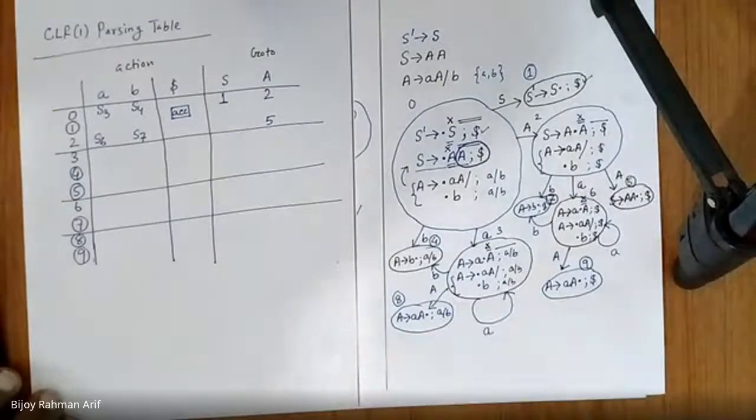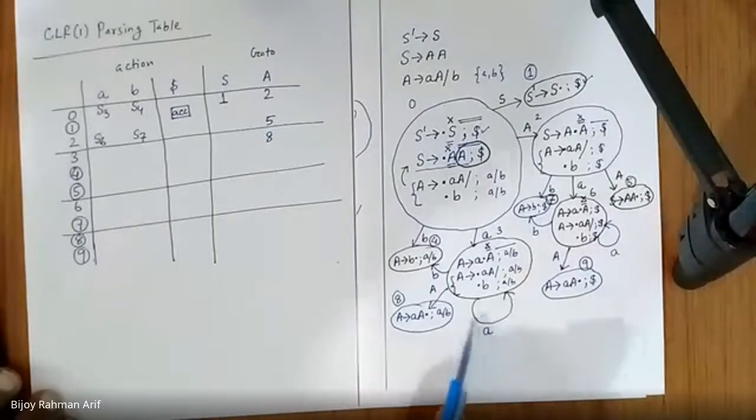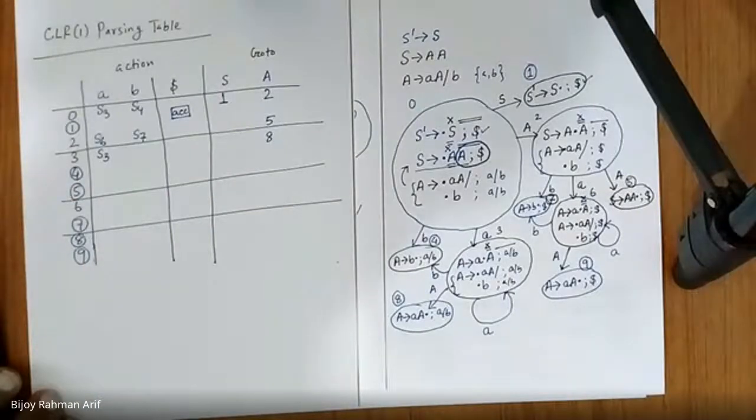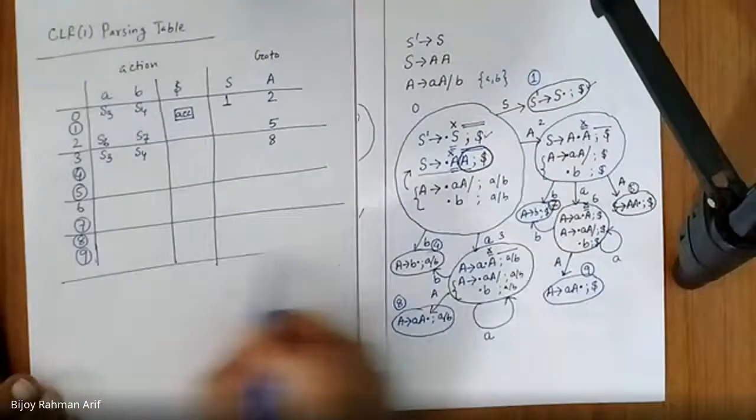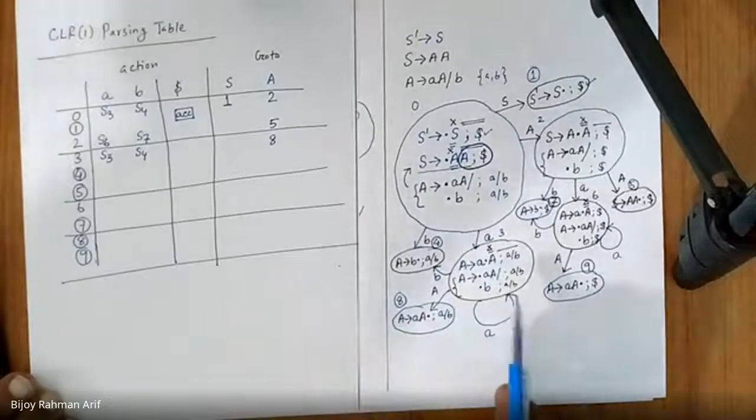Now let's go to state 3. State 3 seeing capital A, where should I go? State 8. State 3 seeing small a, where should I go? Itself, but it is a shift action: shift 3. Now state 3 seeing small b, where should I go? Shift 4. Then 3 is done. 1, 2, 3.